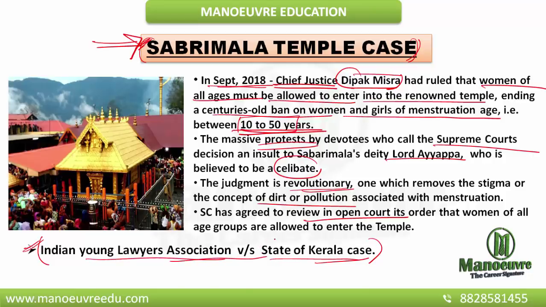Now, they can ask you in the examination that the Indian Young Lawyers Association versus the State of Kerala case is associated to which of these issues? Now, the name of the issue is Sabrimala Temple issue. This is the name of the issue, not the name of the case. The name of the case is Indian Young Lawyers Association versus the State of Kerala case. I hope you have a very good idea now how to go about the section of GK with reference to static and current affairs section.